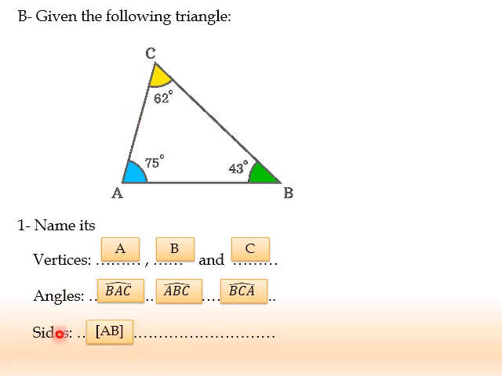Sides. The first side is AB, the second one BC, and the third is CA. We have to write this sign to represent sides, since AB is a segment, it's of a limited length. Okay?